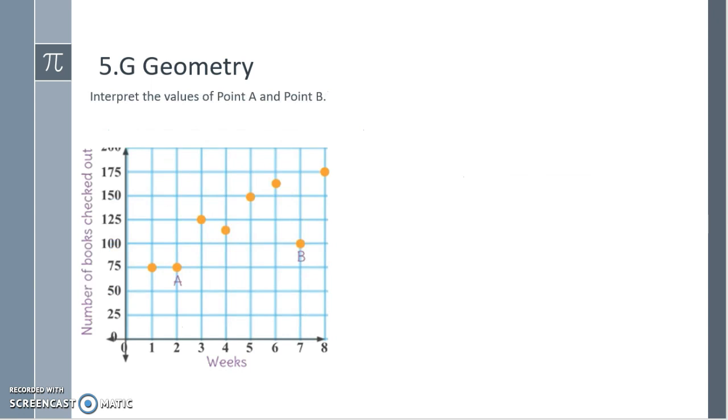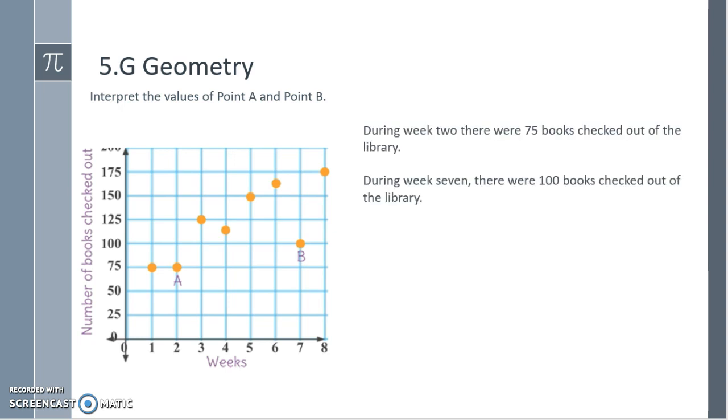Interpret the values of point A and point B. If I take a look at my x-axis, this talks about the number of weeks. On the y-axis, this is the number of books checked out. So point A represents that during week 2, there were 75 books checked out at the library. During week 7, there were 100 books checked out at the library.